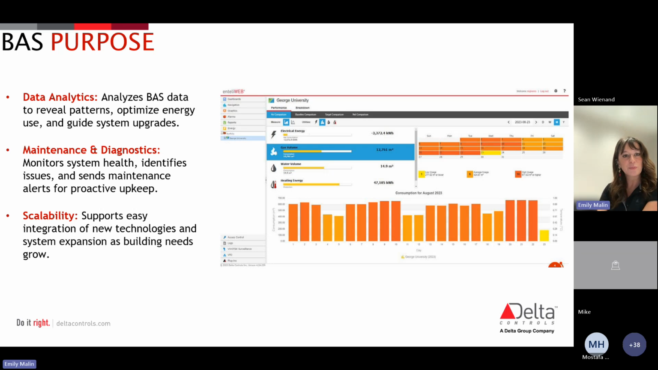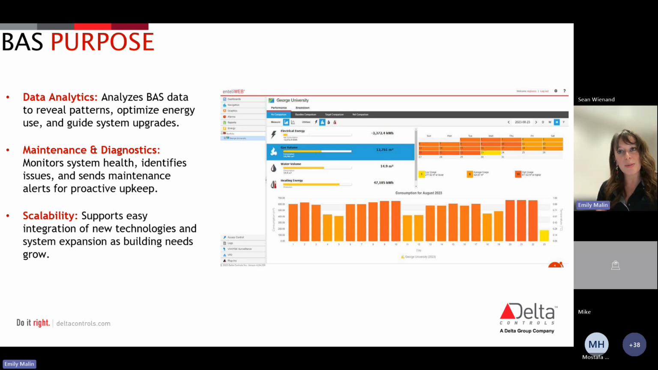Maintenance and diagnostics. This is a big one when it comes to both predictive maintenance as well as the actual upkeep and maintenance of your building. Being able to identify issues and actually send maintenance alerts to the correct person for proactive upkeep can be a really good way to get your maintenance budget down, right? If you can figure out the faults before they turn into very big faults and very big system outages, that is a huge piece of a building automation system.